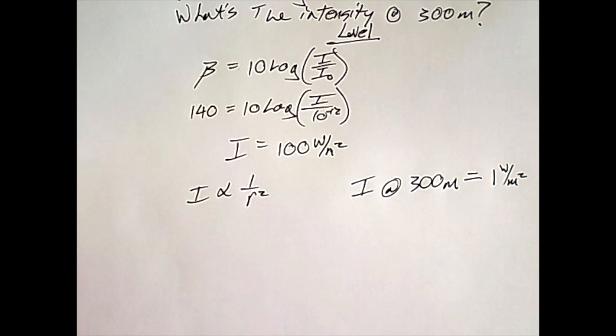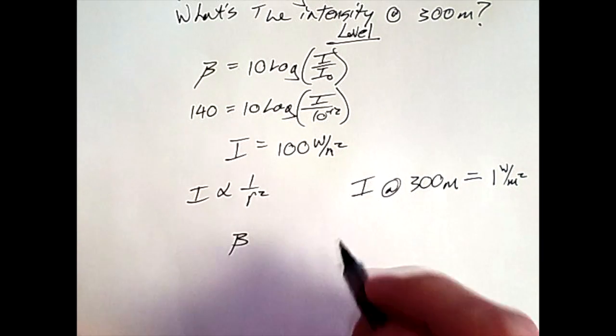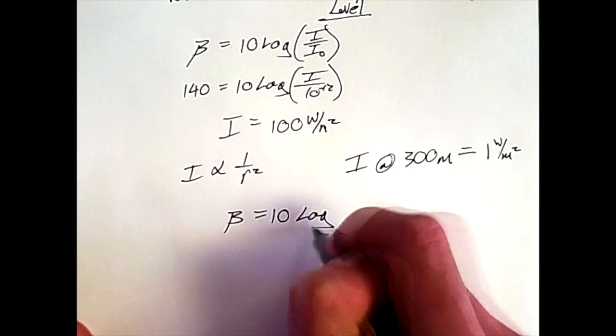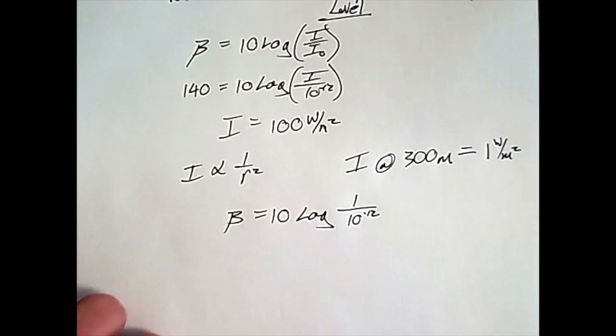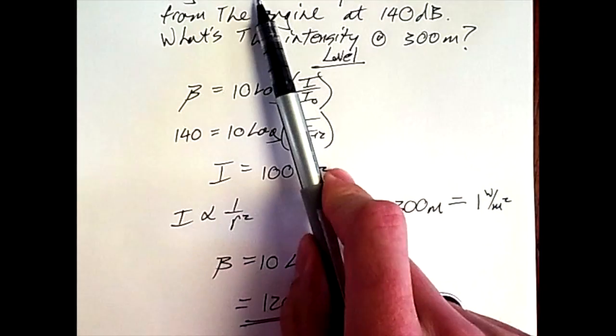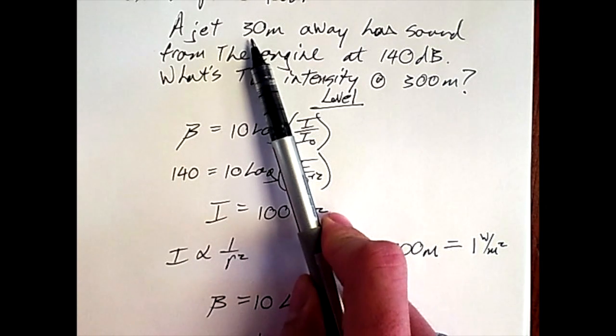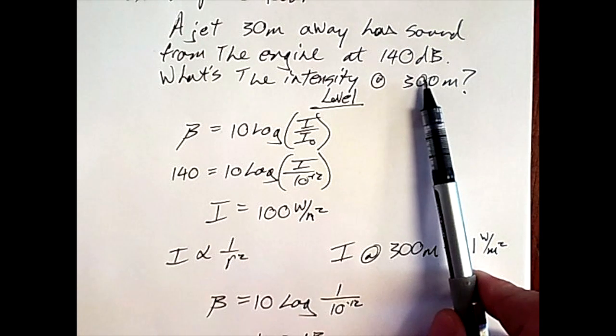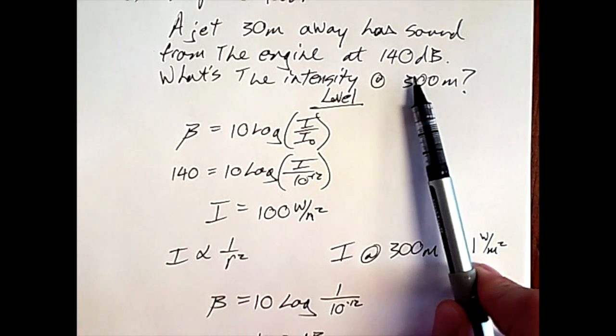This new intensity is at a new location, right? And so this is a new sound intensity or intensity level at this new location, a new loudness, because we are now 10 times as far away, right? So if we plug this back in to beta, 10 log 1 over 10 to the negative 12th, and solve, we go down to 120 decibels. By moving from 30 meters away, which is the length of this room, to 300 meters away, which is nearly 3.5 football fields away, the sound is only decreased by 20 decibels.